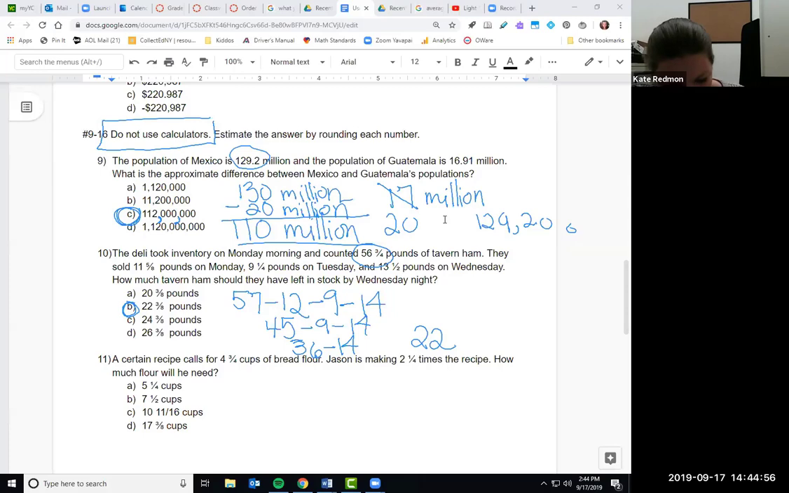Can we look at number 11 then? So number 11 says, a certain recipe calls for 4¾ cups of bread flour. Jason is making 2¼ times the recipe. Oh, my husband's making bread again. How much flour will he need?